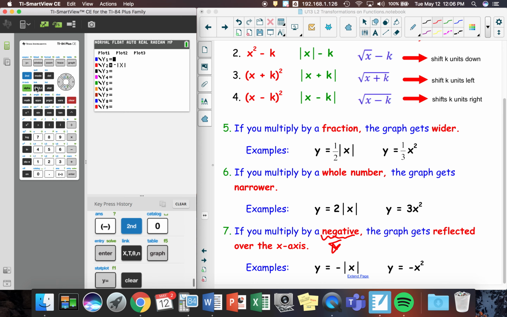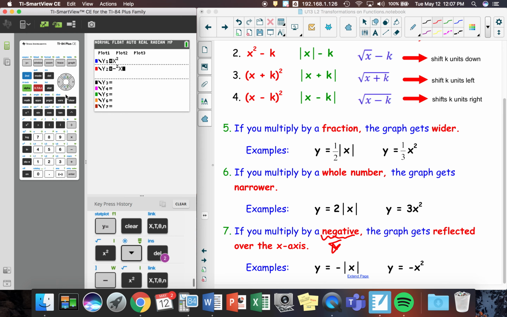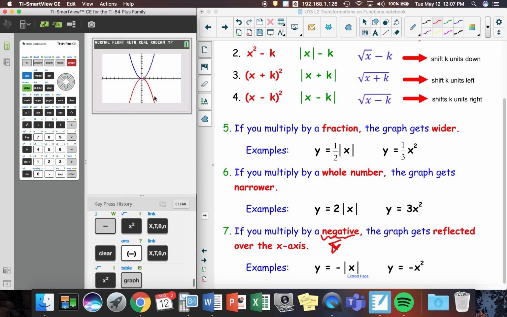Let's try x squared. X squared, and I have negative x squared. I just typed it in completely wrong. Negative x squared. There's the first one, there's the second one. So whenever we multiply by a negative, it just flips it over that line.